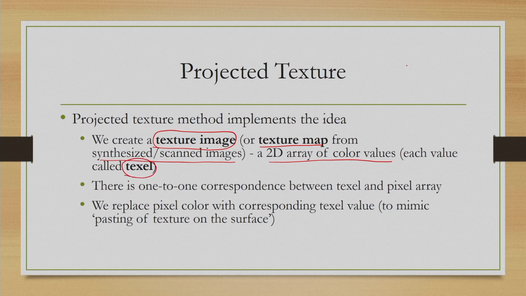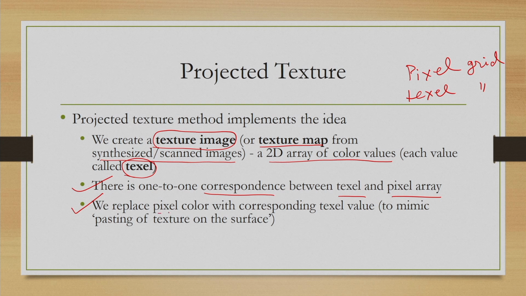So, we have a pixel grid representing the original surface and we have a texel grid representing the artificially created texture patterns. Now, this texture pattern can be created either synthetically or by scanning an image. Now, there is a 1-to-1 correspondence between the texel and pixel array. This is quite obvious. Then what do we do?